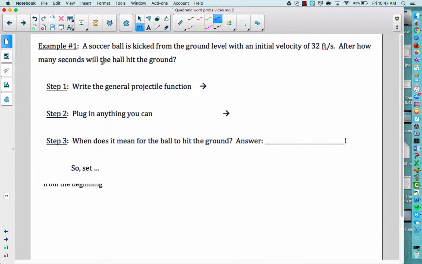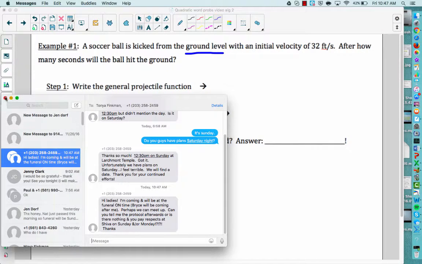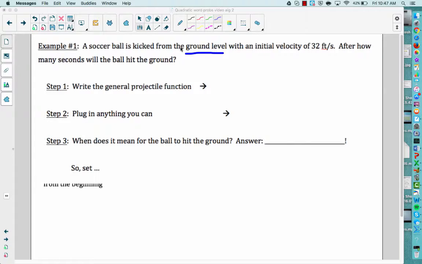You have a soccer ball. It's kicked from the ground level. So that's my starting height, with an initial velocity of 32 feet per second. After how many seconds will the ball hit the ground?